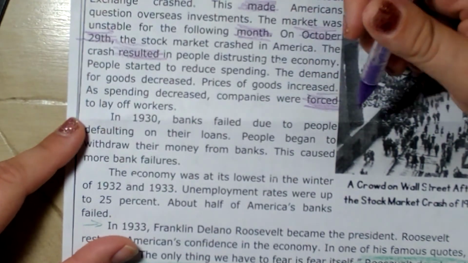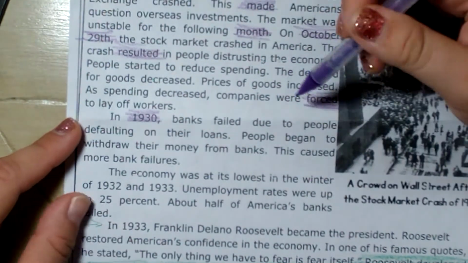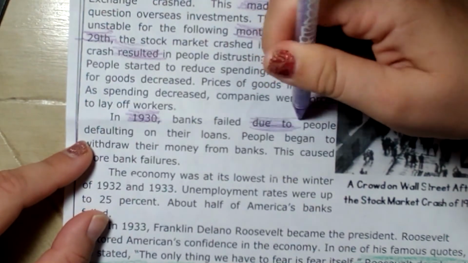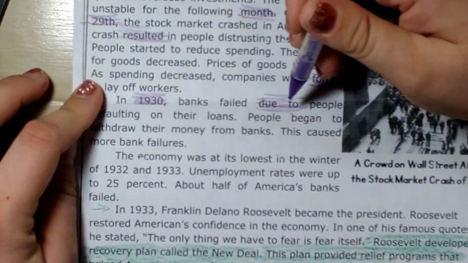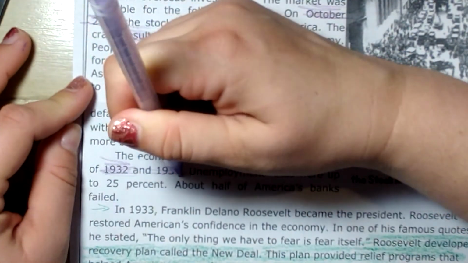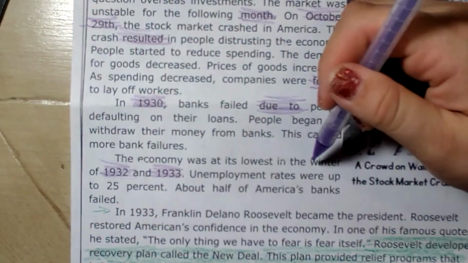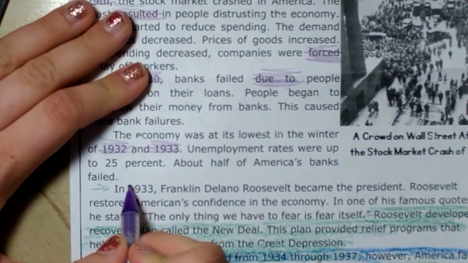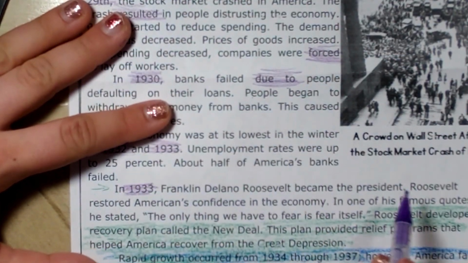to lay off workers. In 1930, there's a lot of dates and they're all in order. Banks failed due to, there's a lot of cause and effect here too, defaulting on their loans. People began to withdraw from their banks. The economy was at its lowest in 1932 and 1933. Unemployment rates were up to 25%. About half of the American banks failed. In 1933, Franklin Delano Roosevelt became the president.